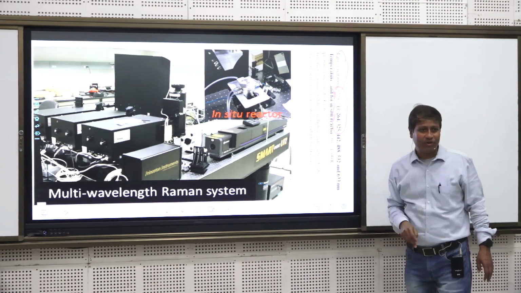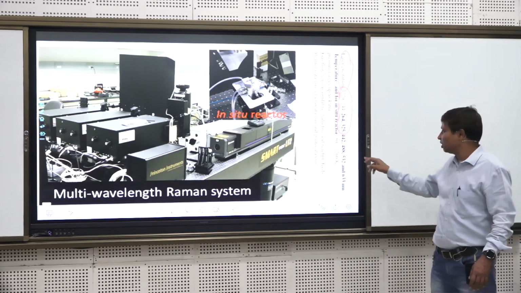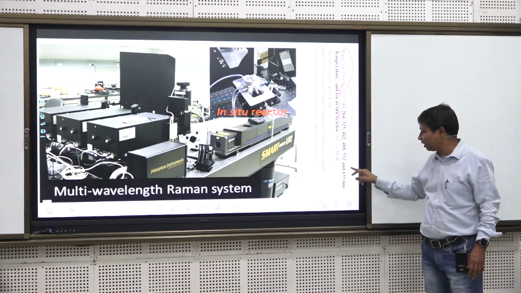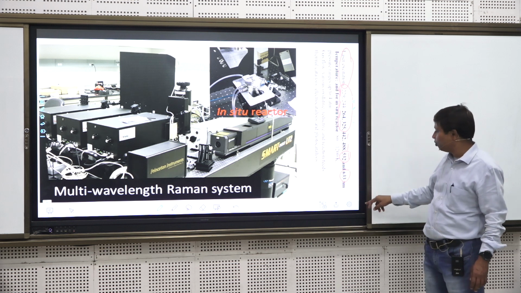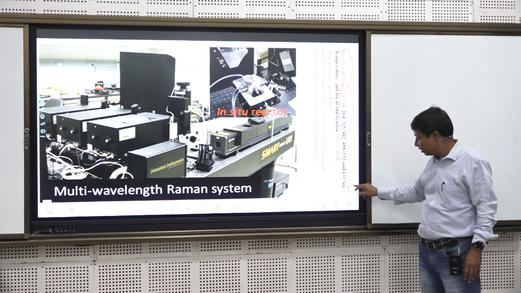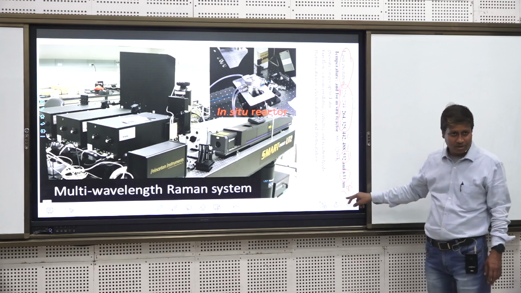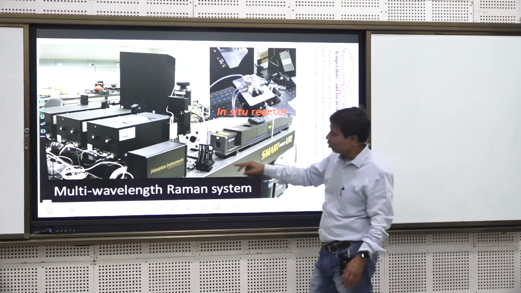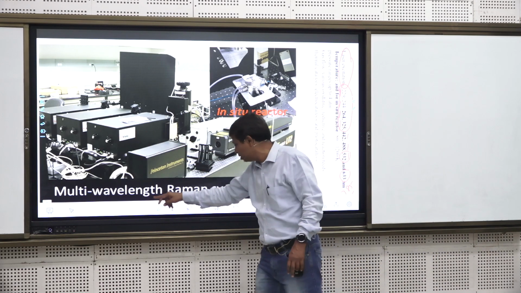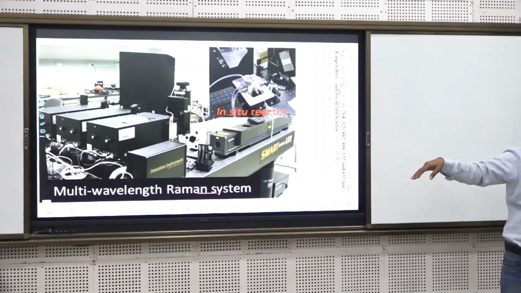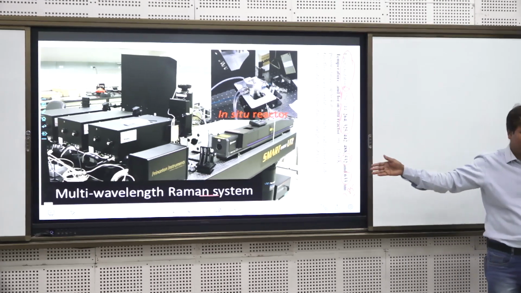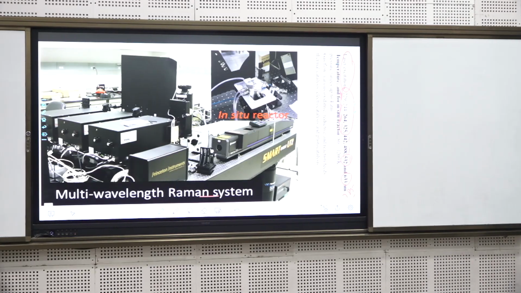So in the UV range. This is visible: 442, 488, 532. We have 532, we have 633, and we have 785. So these are normal, these are common. So you see so many excitation wavelengths in a multi-wavelength Raman system. The last one is very cheap. This is extremely expensive, extremely expensive.